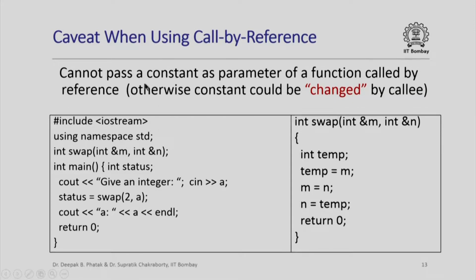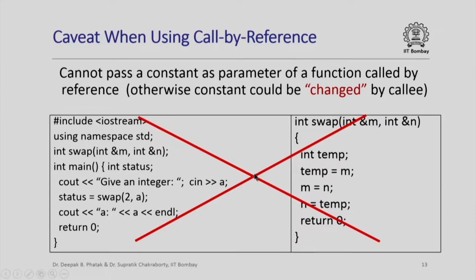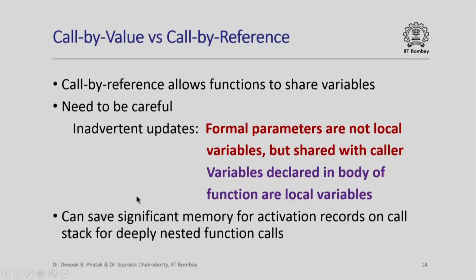You have to remember about this caveat when you are using functions with call by reference. Constants cannot be used as their parameters. So we will not allow such invocations of the function swap. Now here is a brief comparison of call by value versus call by reference. As you would have already noticed, call by reference really allows two functions, the caller and the callee, to share variables, but this means we also need to be careful because we may end up doing inadvertent updates.